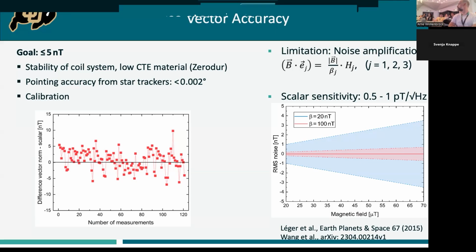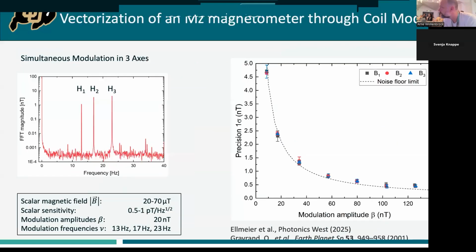Yes. What is the difference between the sensitivity and precision, and what is the sensitivity of this vector measurement? Of the vector measurement, I think we lose about a factor of 500. So maybe half a nanotesla per hertz is the vector component sensitivity, which comes exactly from this ratio of modulation amplitude versus total magnetic field, because we can't modulate any higher than that. So it's about a factor of 500 from the scalar sensitivity.